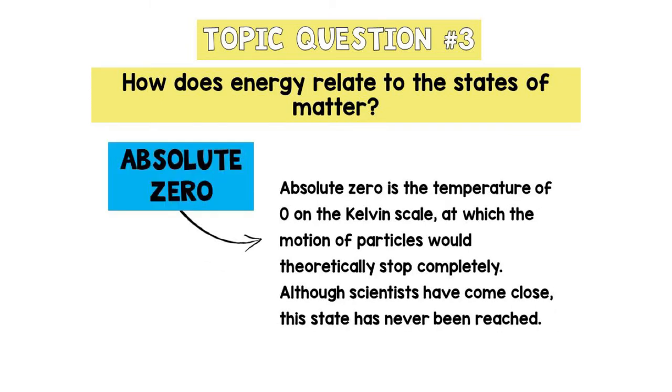Lastly, let's look at absolute zero. Well, absolute zero is the temperature of zero on the Kelvin scale. Remember, the Kelvin scale is the Celsius scale plus 273 degrees. At absolute zero, the motion of particles would theoretically stop completely. We say theoretically because although scientists have come very close to reaching absolute zero, they've never actually achieved it in a lab.